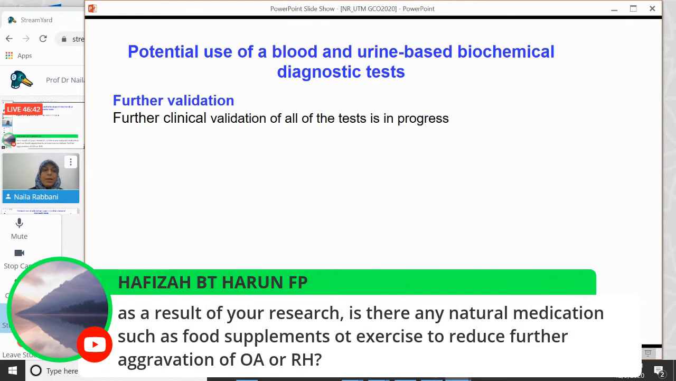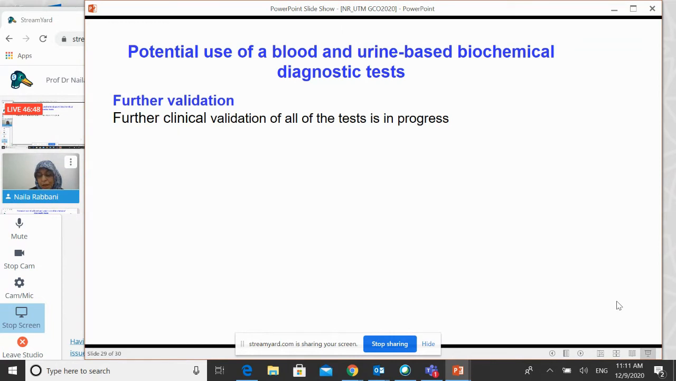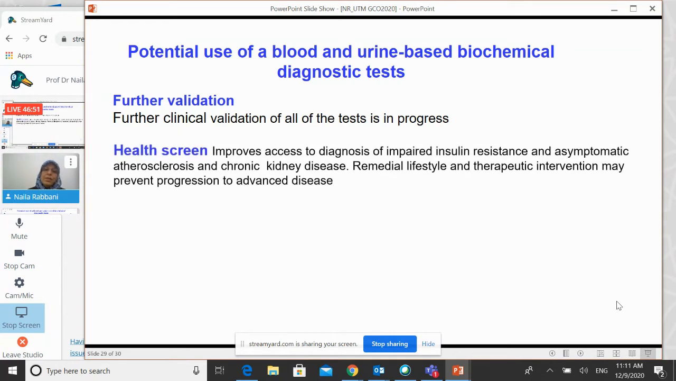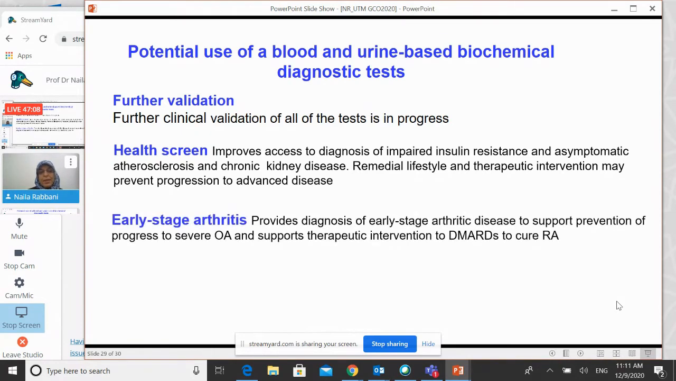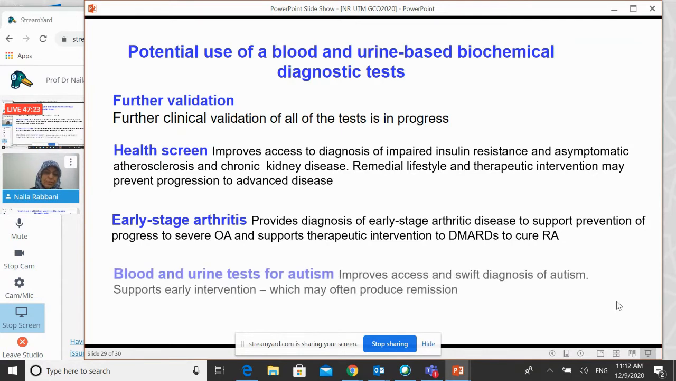So what is now required? Further clinical validation of all the tests, which is in progress. Health screen improves access to diagnosis of impaired insulin resistance, asymptomatic atherosclerosis and chronic kidney disease. Remedial lifestyle and therapeutic intervention may prevent progression to advanced disease. Early stage arthritis diagnosis supports prevention of progress to severe OA, and supports therapeutic intervention with DMARDs to cure RA.